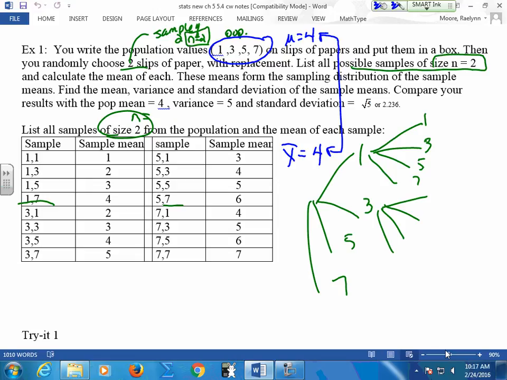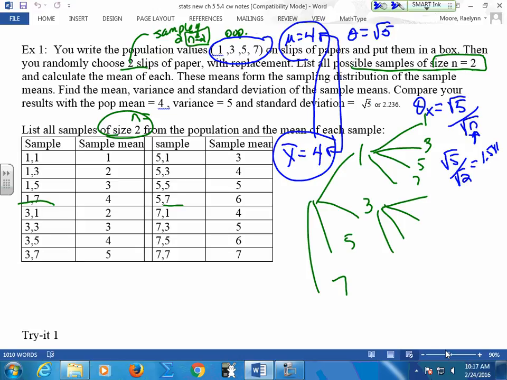We're going to take the standard deviation that we would have found in here. This population standard deviation, they worked it all out, was radical 5, 2 point something or other. So to find your sample standard deviation, they say take the radical 5 and divide it by the square root of n. And what's n? It's 2. So we're radical 5 over radical 2. And radical 2 is like 1.4 something. So it works out to be 1.581 approximately.